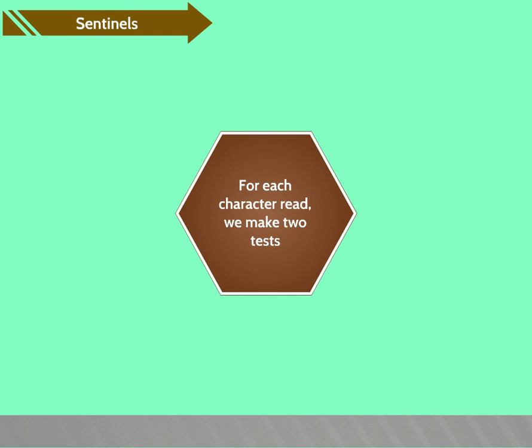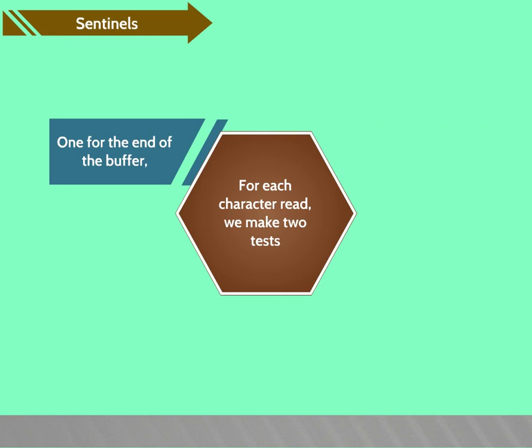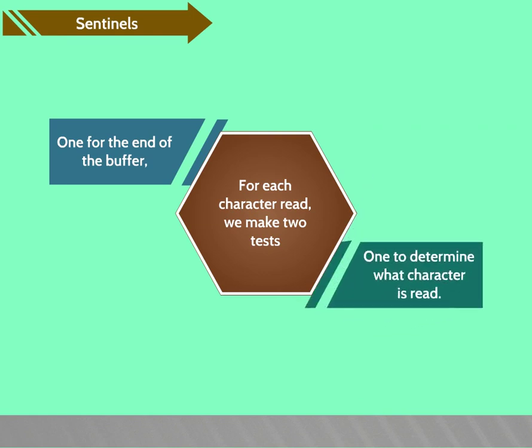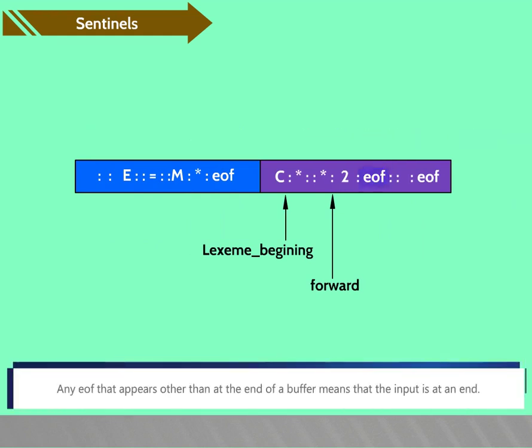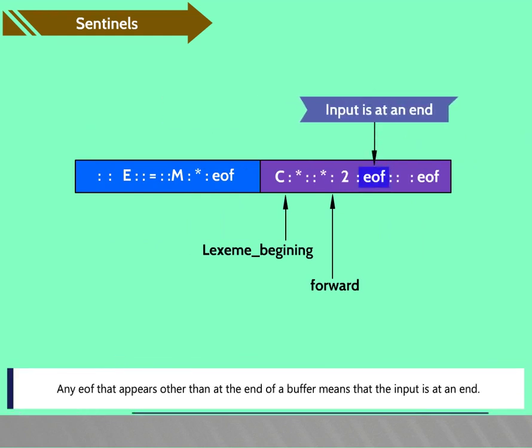Sentinels. For each character read, we make two tests: one for the end of the buffer, and one to determine what character is read. Sentinel arrangement: any EOF that appears other than at the end of a buffer means that the input is at an end.